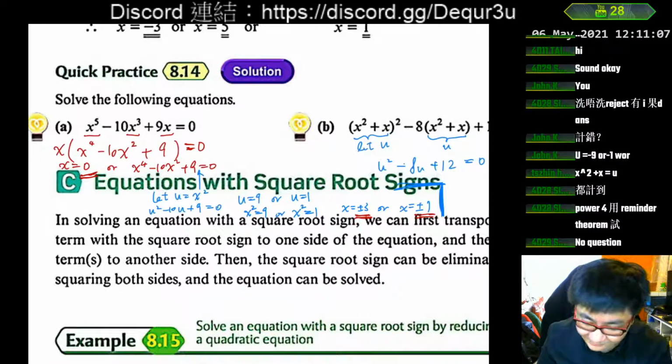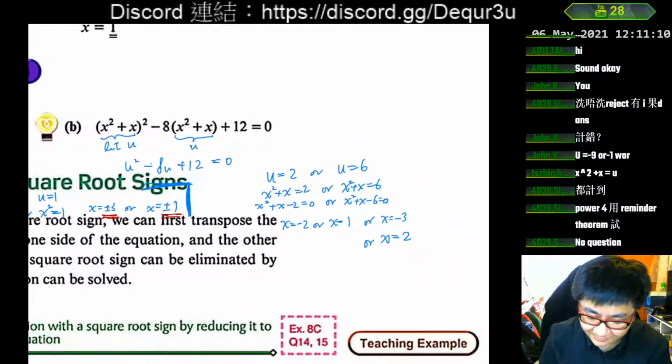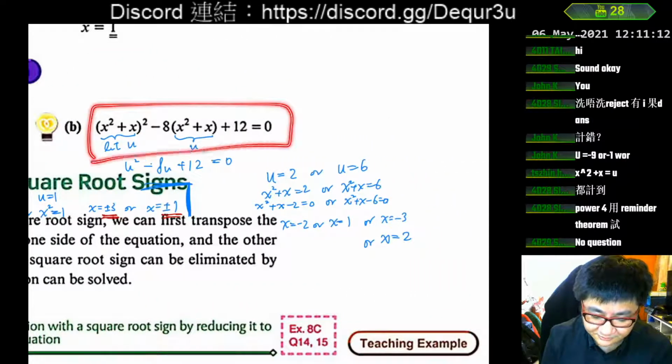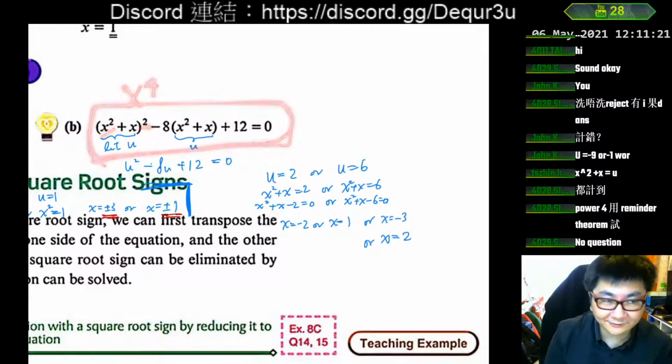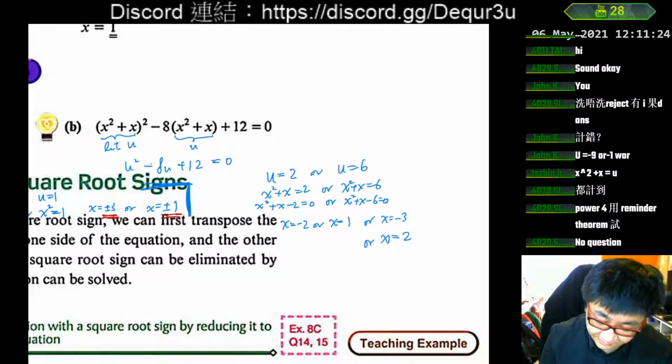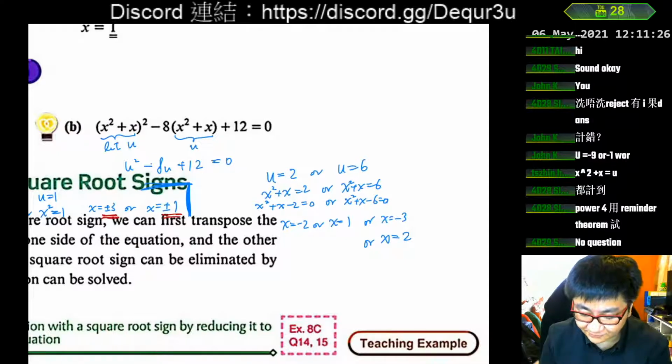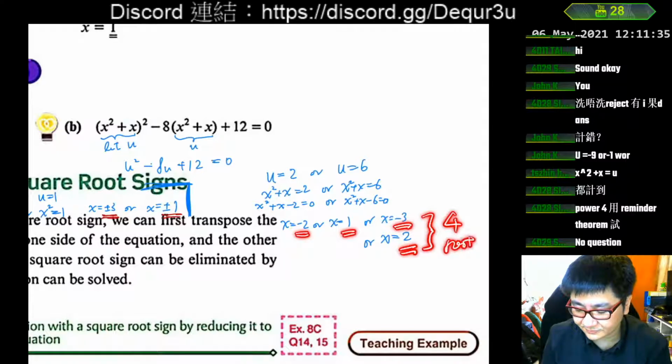Let's observe also for part B. If we do expansion, then you will see there will be an x squared and then squared. That means it will be x to the power 4. And it also seems that x to the power 4 will be the highest power here. Therefore, it is a degree 4 equation. And what do we have in our answer? Then you see it is -2, 1, -3, and 2. Therefore, altogether 4 roots. Okay, and so a degree 4 equation, we have 4 roots.